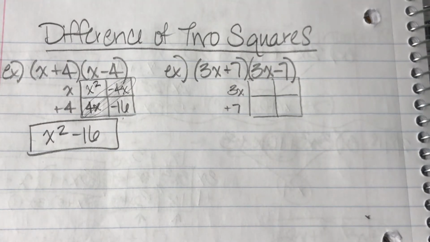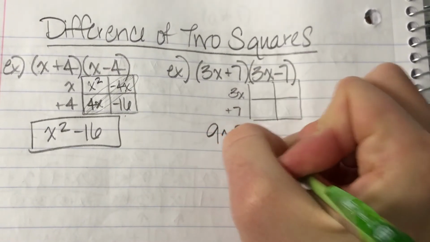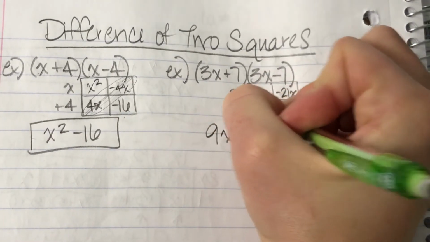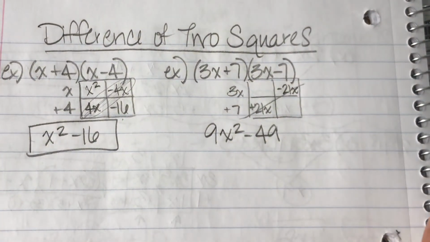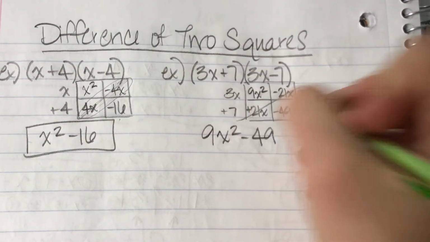So fill in the box. Let's see if that same phenomenon happens again. Who's got the final answer for me? Reese, what'd you get? 9x squared minus 49. So we end up with this negative 21x and positive 21x cancel each other out. And really all I ended up with was 9x squared and negative 49. That's really all that counts.